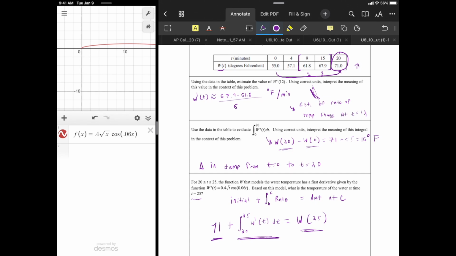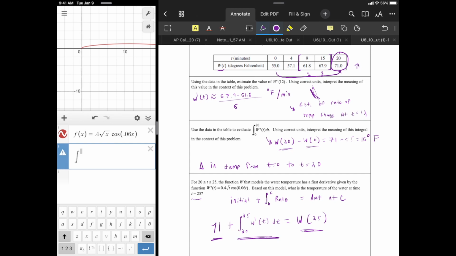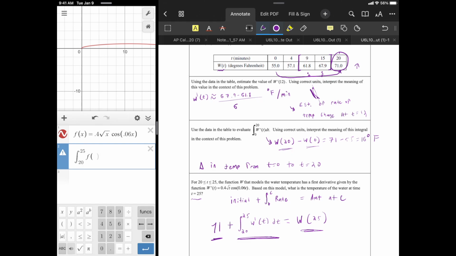Now, your calculator cannot take an indefinite integral for you. It cannot take antiderivatives, but it can calculate definite integrals, and if you go here and you type INT, that's the best way to do this, and this is totally allowed on the AP exam. I'll show you how to do it on your TI calculator when it gets closer, but for right now, Desmos is just nicer. From 20 to 25 of, and the nice thing here, I can just type in f of x because I already did it.